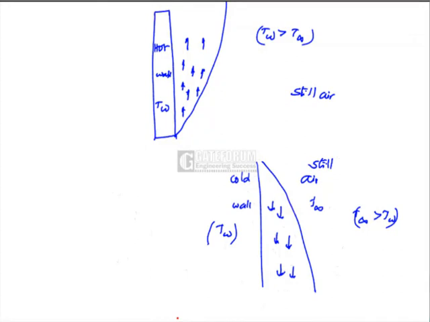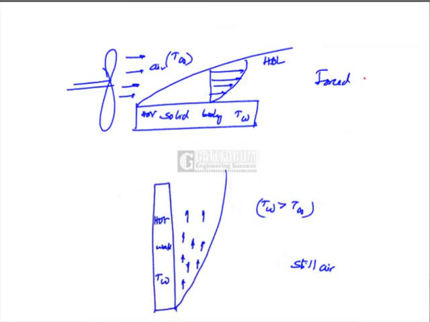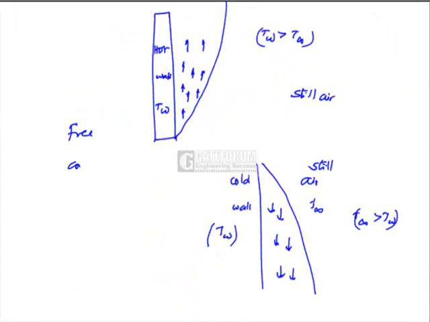So in forced convection heat transfer, the motion is assisted by an external agency like a fan or a blower, whereas in the case of free convection heat transfer, the motion occurs naturally due to the density differences and hence the resulting buoyancy forces.